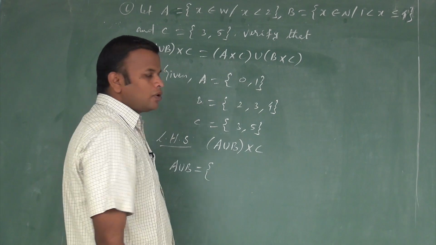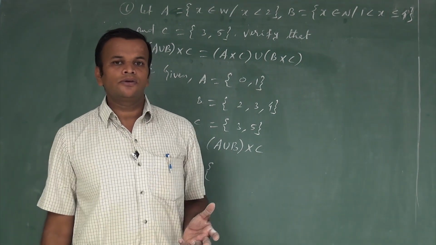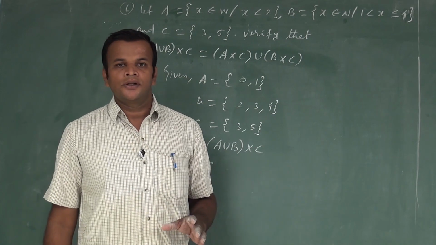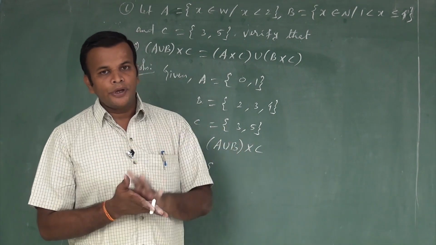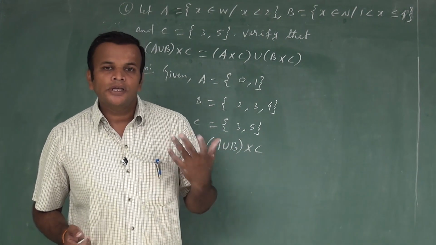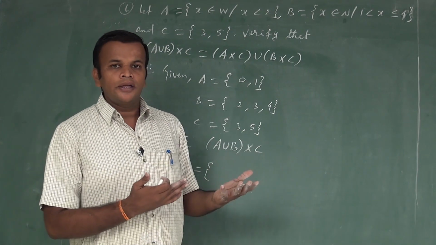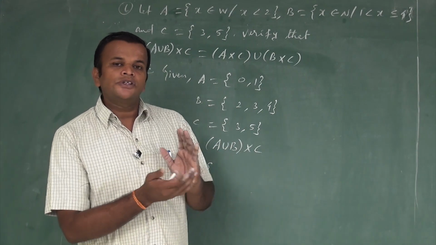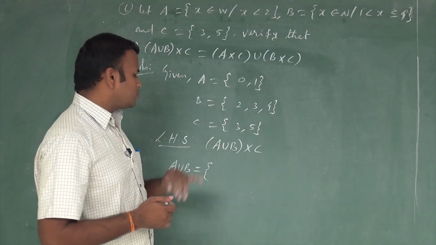You know the working rule for finding the union of any two sets. What is the working rule? All the elements that occur in A or in B, but repetition is not allowed. And we write the numbers or letters in order: numbers in ascending order, and letters in alphabetical order. But here all are numbers.